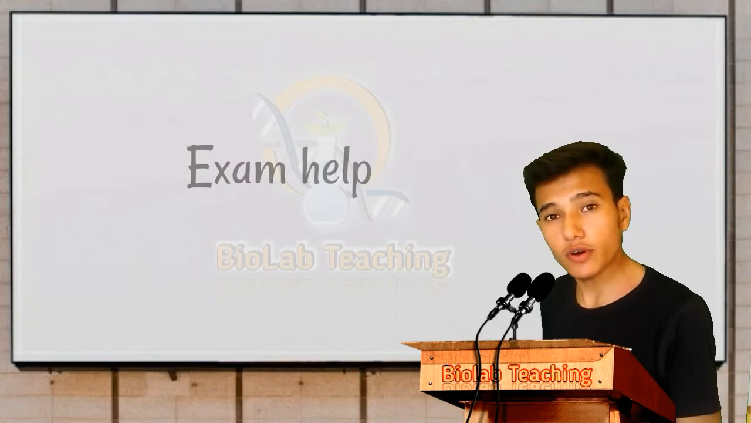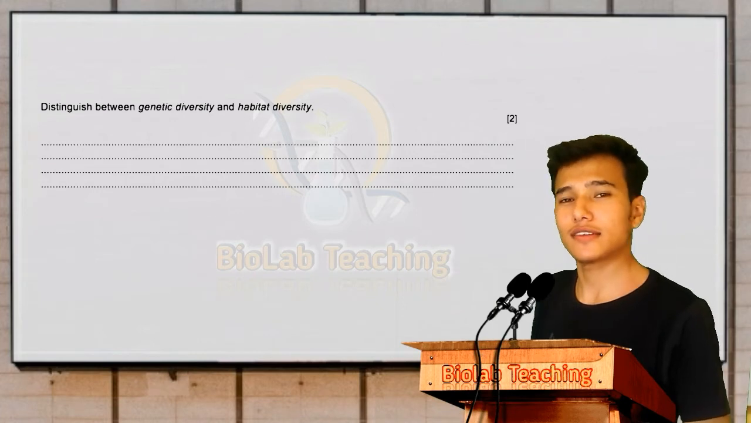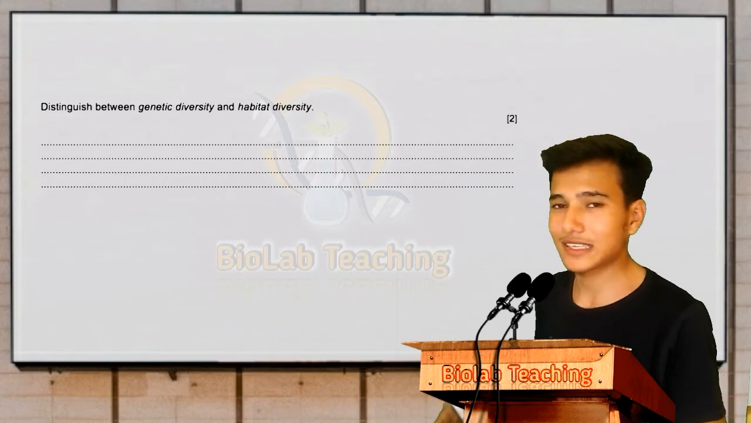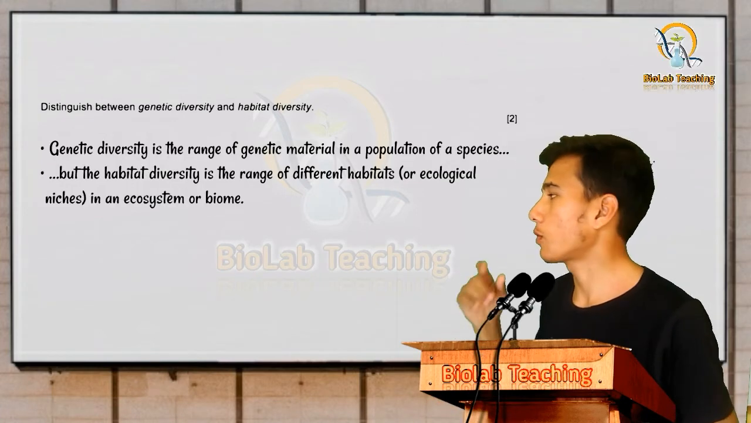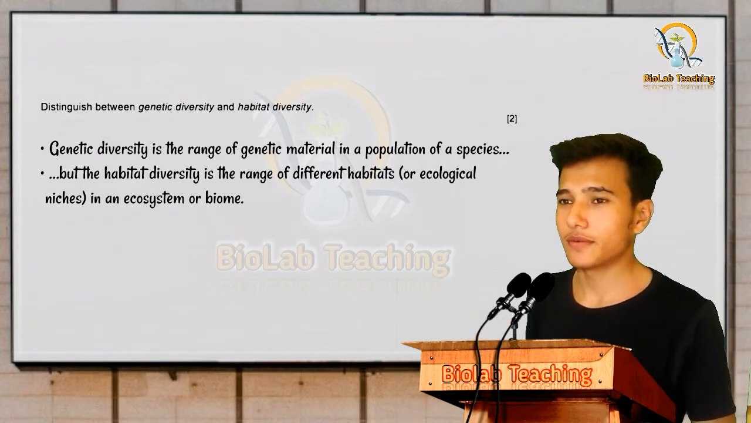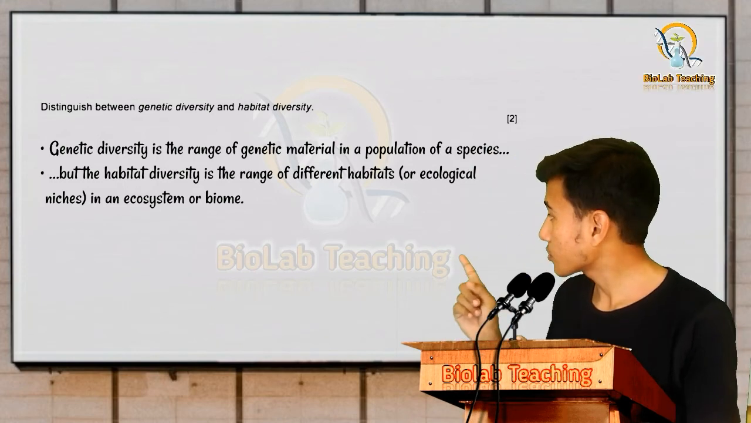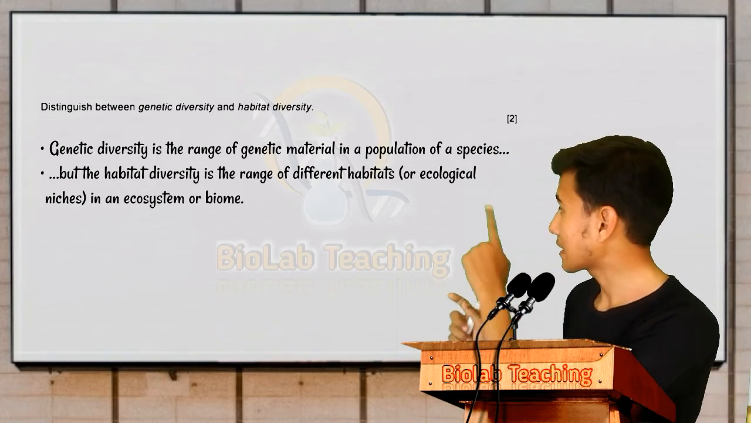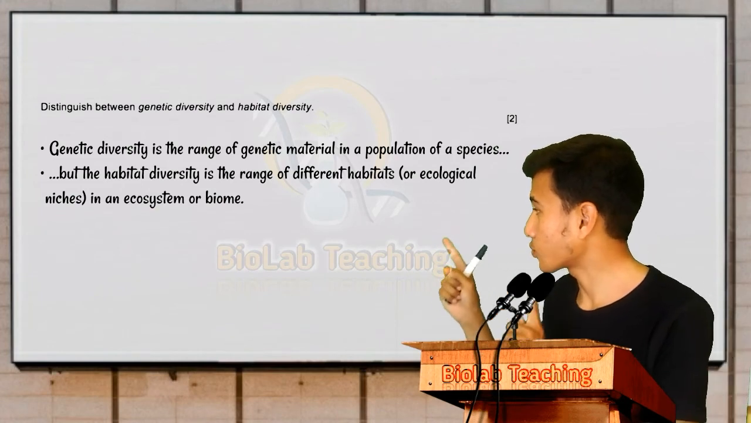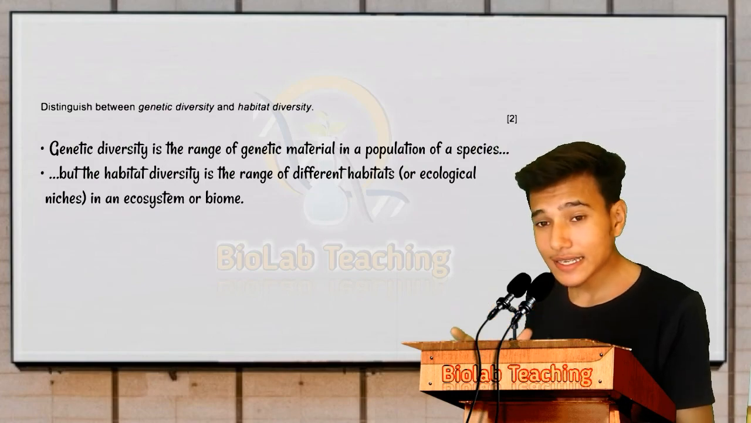Exam help, sort of question you might get on that, maybe something like distinguish between genetic diversity and habitat diversity. Nice simple 2-mark question. You might say genetic diversity is the range of genetic material in a population of a species, but the habitat diversity is the range of different habitats or ecological niches in an ecosystem or biome. Essentially, if you know the definition of all of the different types of biodiversity, you could probably answer the questions on this.